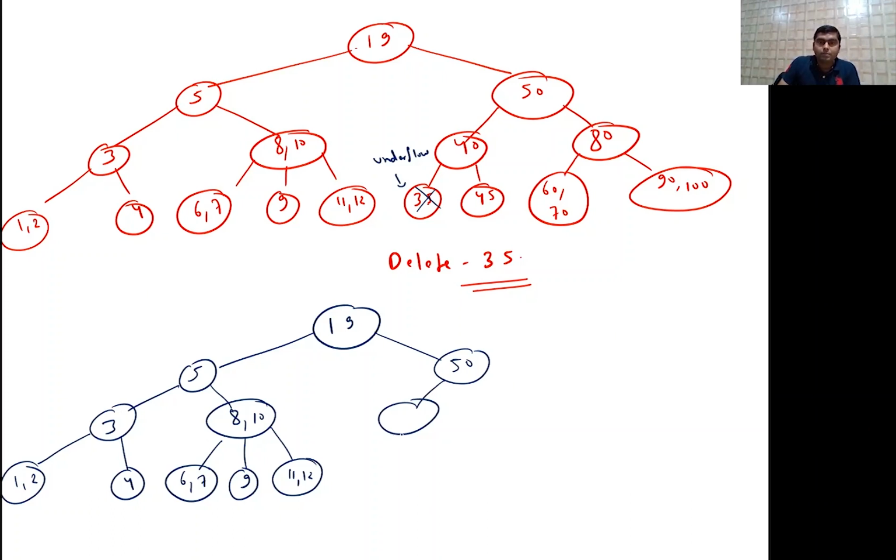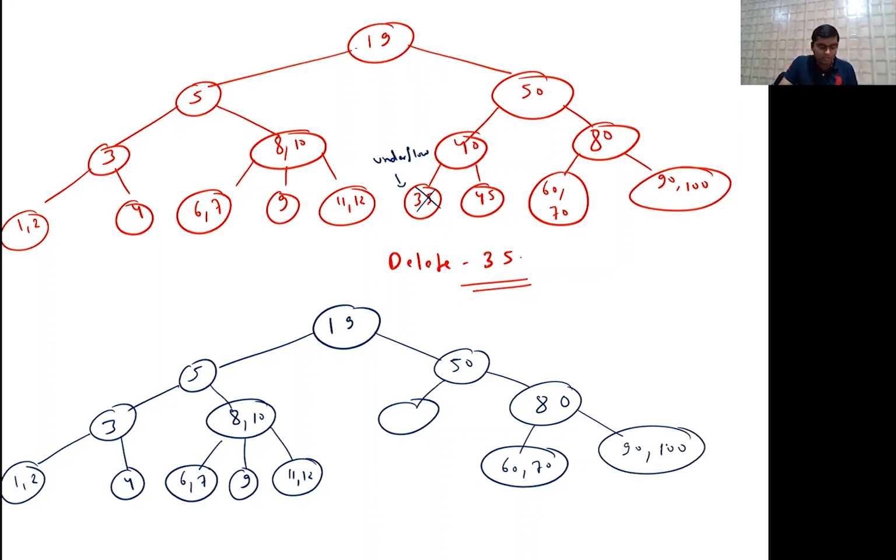So after merging, what will be the solution? Right side is again 80 as it is. Okay, and left is 60 and 70, and right side is 90 and 100. Okay, so the remaining thing is 40 and 45. यह merge हो गया है, ठीक है.